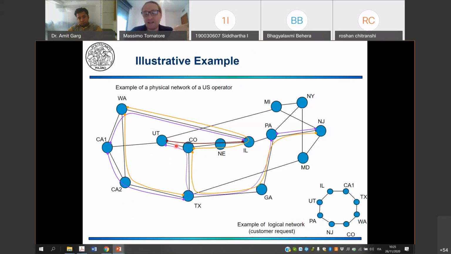you will see that the mapping of the ring doesn't really look like a ring. I'm starting from Utah, I go to Illinois, then I go to California, then I go to Texas, Washington, Colorado, New Jersey, Pennsylvania, and then I go back to Utah. It is a ring. So if you start from a node, you're going to go back to that node, but it's mapped over the physical topology.